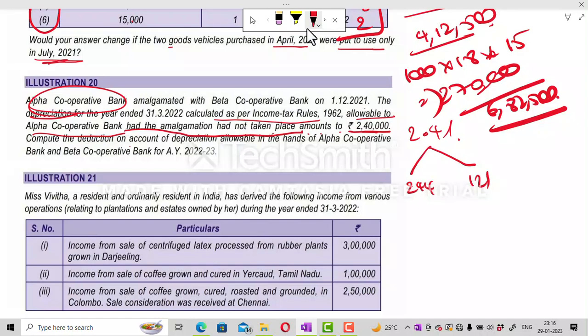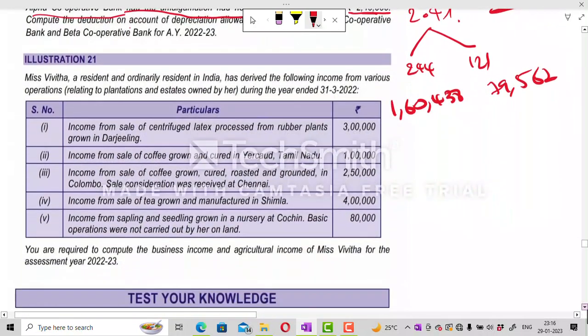So 2,40,000 divided by 365 into 244, 1,60,438. 2,40,000 divided by 365 into 121, 79,562. Okay.